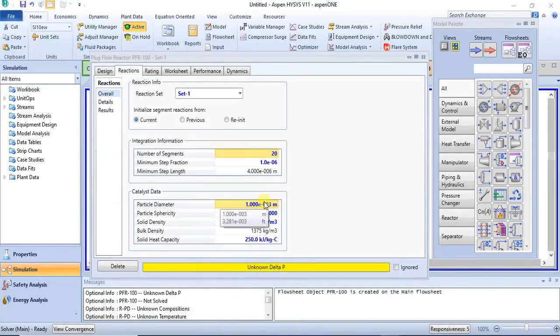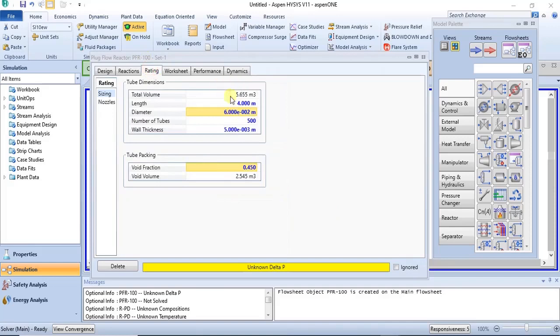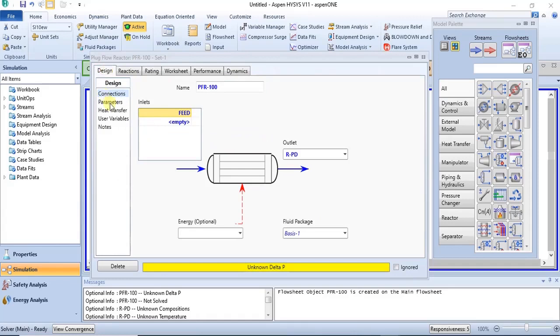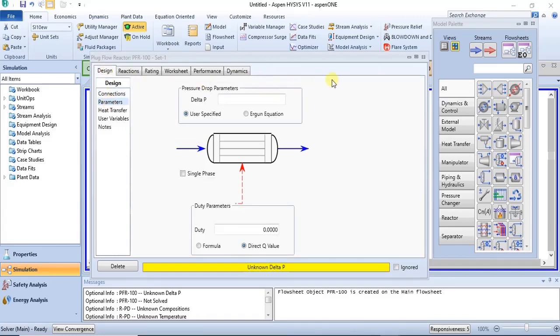So 5, this should be 5, sorry, yeah, 5 millimeter. So use the drop down and you specify millimeter. So basically this is it, right? So we are done with our specifications. It has already calculated the total volume, right? The total volume. So basically with this we can actually solve this particular problem.